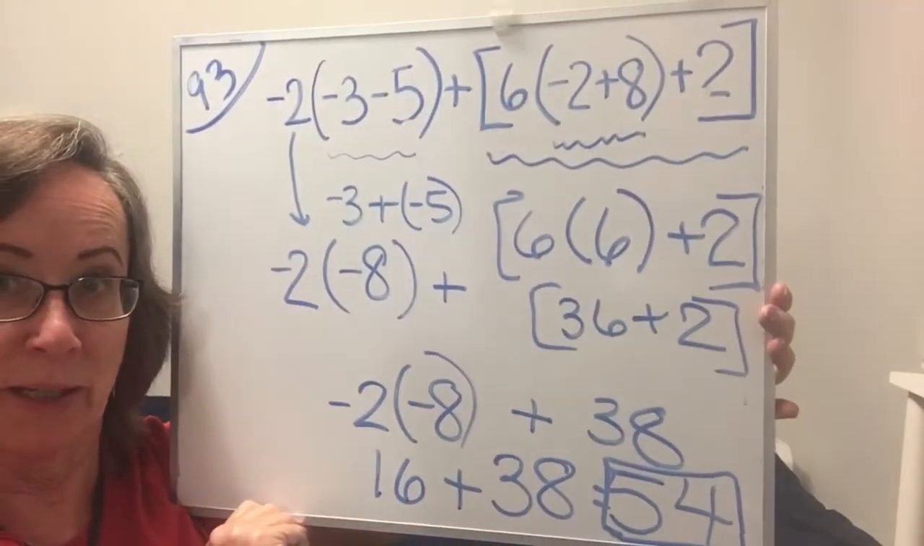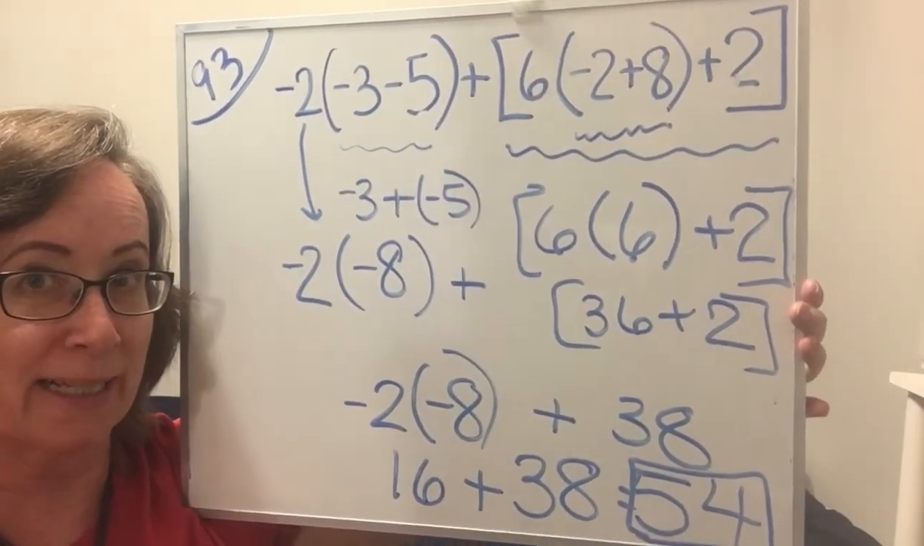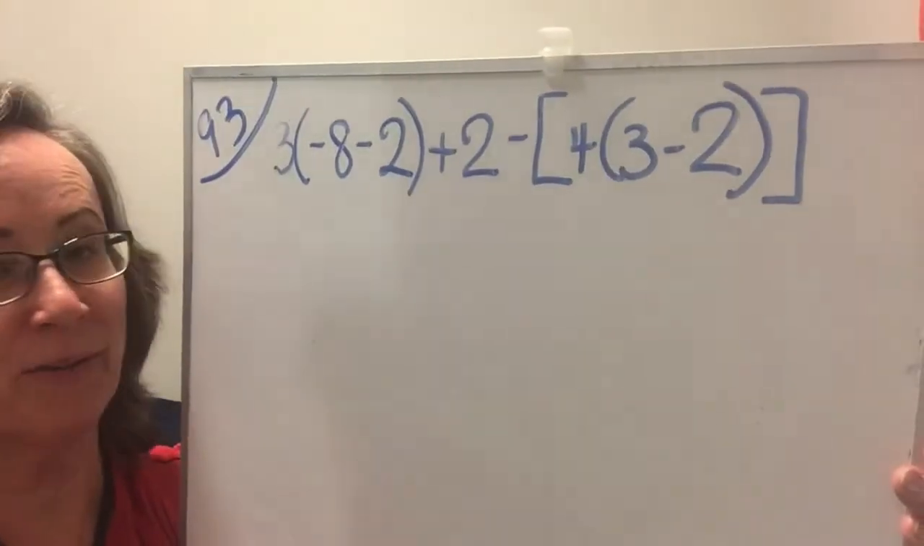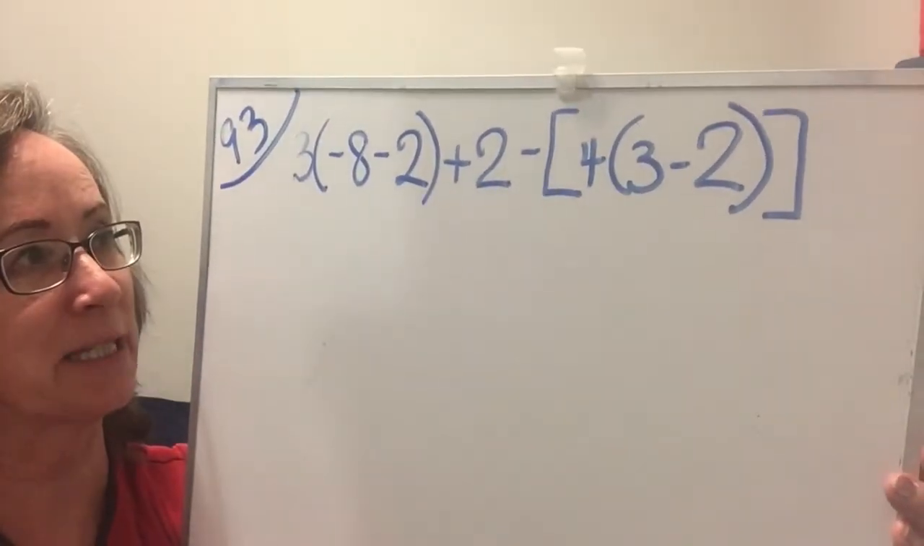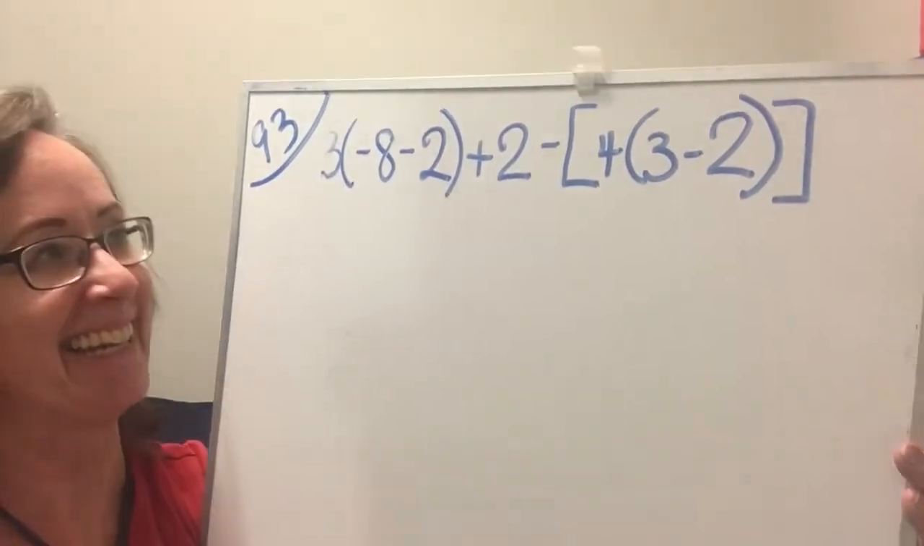Can you see the board? Okay, so that was practice number 1. We have one more practice to do. Okay, so this is your last practice. This is practice B, and then we'll be done with lesson 93.